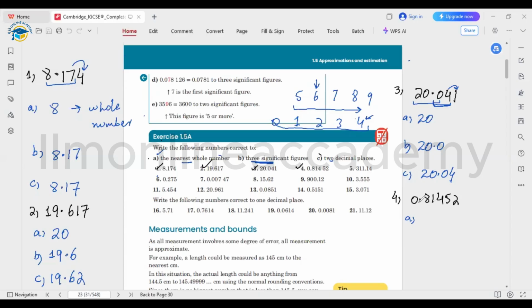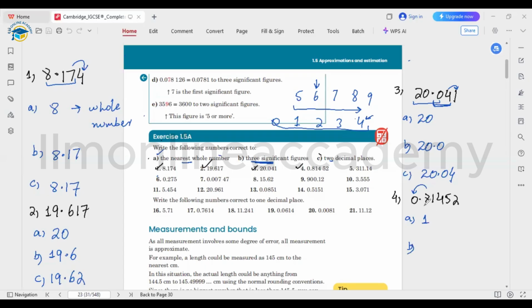So 0 is being given before the decimal point. After this there is 8. So 8 is greater than 5, so we will be adding one to the previous number and your whole number will become 1 only. Okay? B will be the three significant figures we need to check.